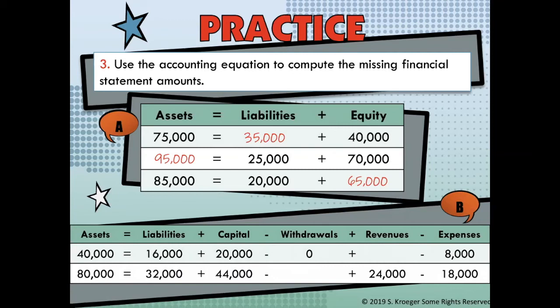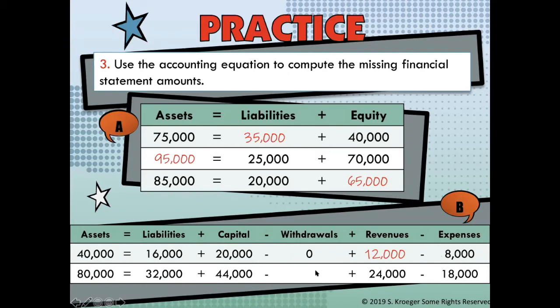We have 16,000 already, plus 20,000, minus 0. What does revenue need to be in order for this side to equal 40,000? It would need to be 12,000. If you do the math, 16,000 plus 20,000 minus 0, plus 12,000 minus 8,000, we will get 40,000. What about for the next one?